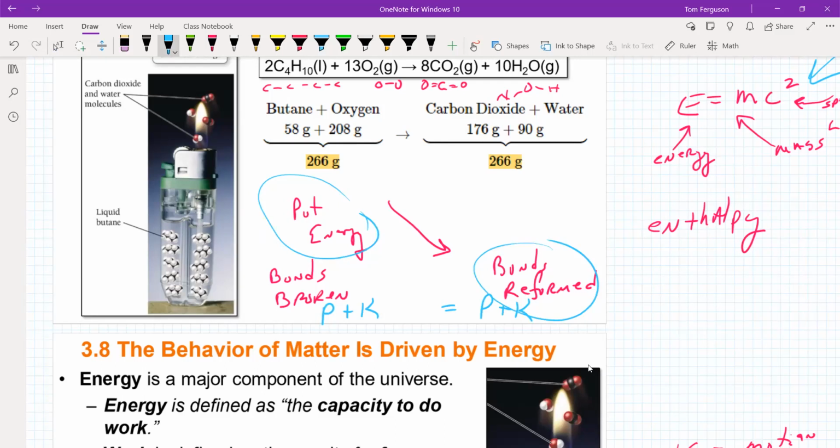Now, kinetic energy I mentioned before is the energy of motion. So all atoms and molecules and subatomic particles move. They're moving constantly. As we raise the temperature, the movement increases. As we lower the temperature, the movement gradually decreases until it doesn't move at all. That's the only time they're not moving, is at absolute zero.